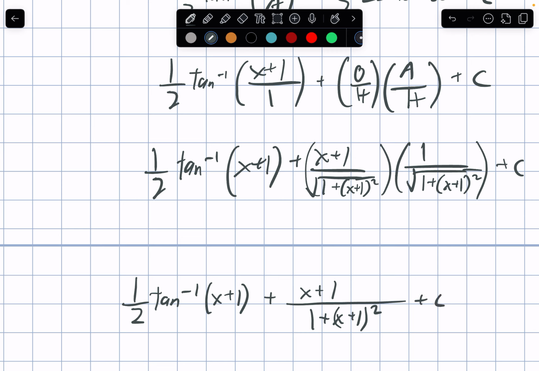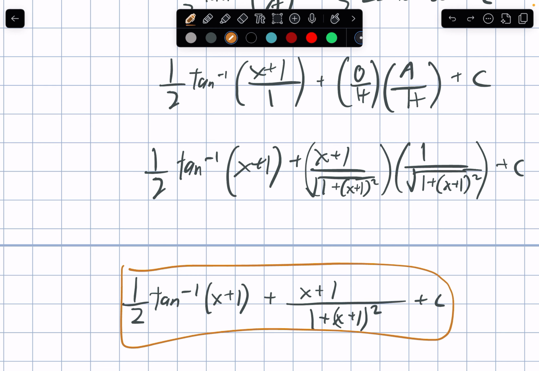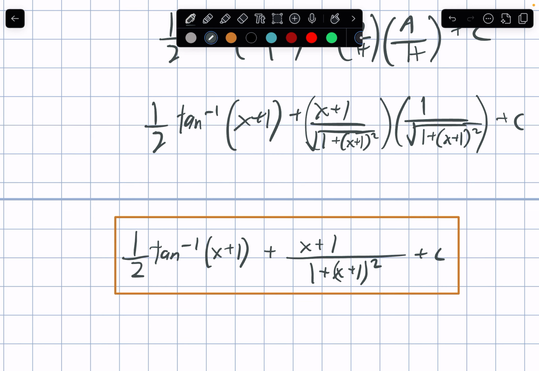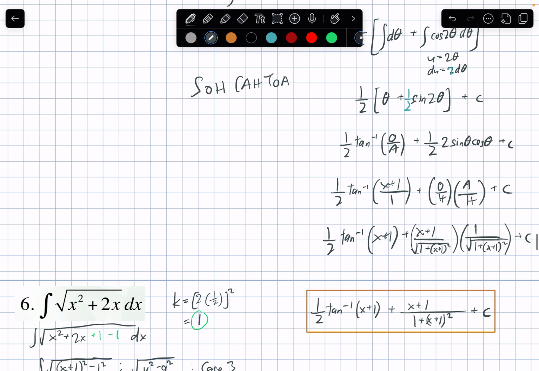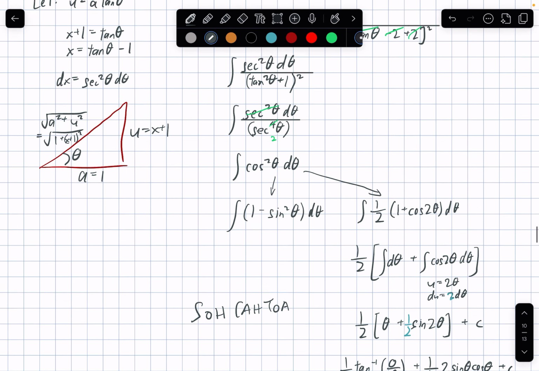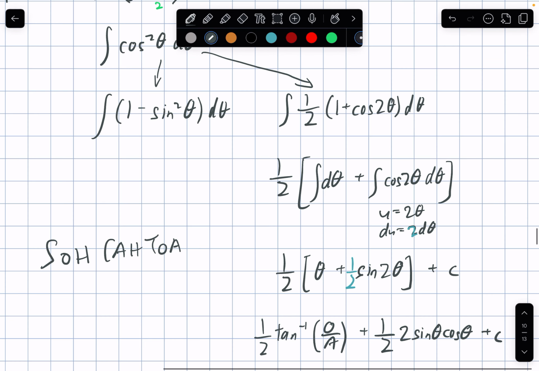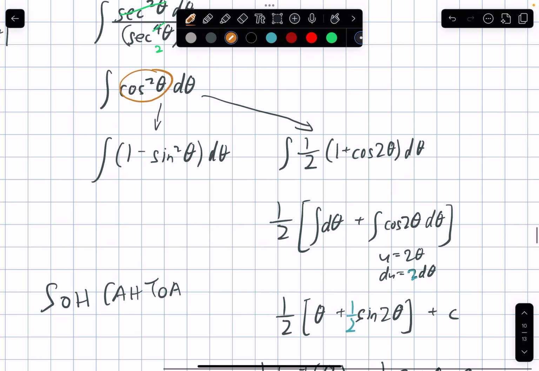So basically the radical sign will be removed if you multiply the same thing. They're essentially the same thing. So that is the final answer. So we found the final answer using cosine squared theta being equal to this.